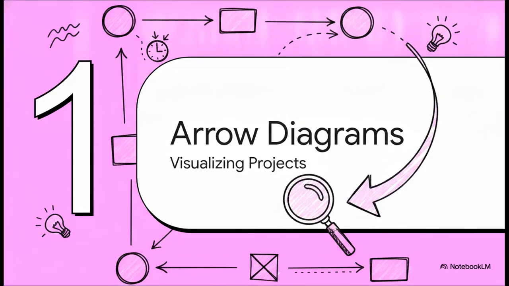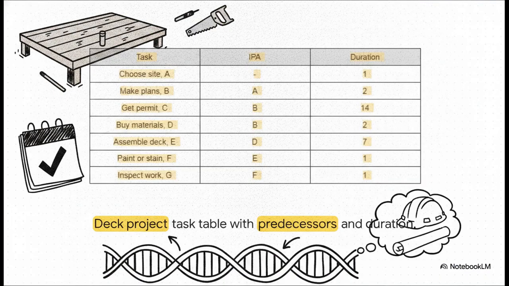All right, Section 1, Visualizing with Arrow Diagrams. The very first step toward building a viable schedule is just getting organized. You literally cannot manage what you can't see. Visualizing the sequence of events is what allows you to drive efficiencies while still actually hitting your time frame. We always start by creating a simple table outlining tasks, their predecessors, and their durations. Take a look at this example of building a deck.